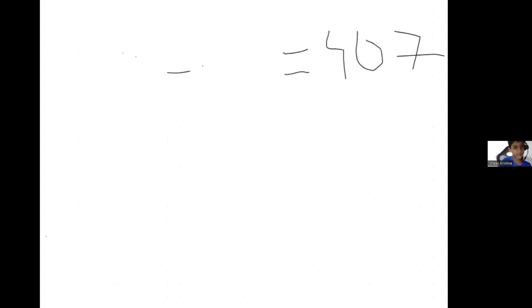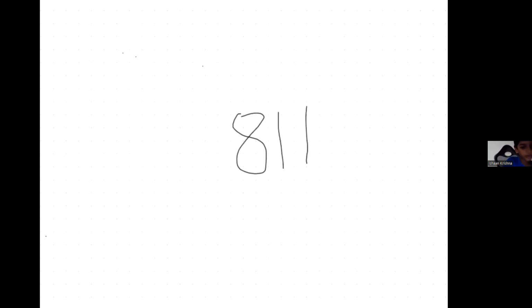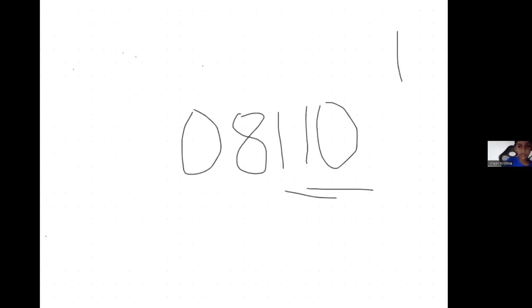Wait, before that, we will go on to three-digit numbers times 11. Now this is the part. 811 times 11. What you have to do is write 811 down here. I'll erase the question. Now add a 0 on the sides. Add these two, then add these two, keeping a slash between them. So it is 0, 1 and then 0, 2.